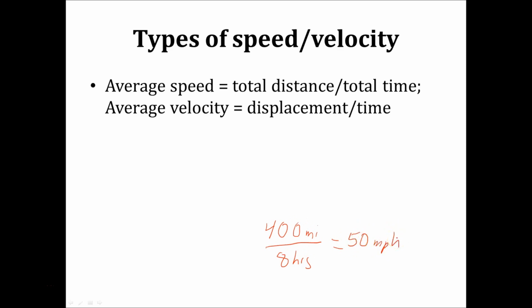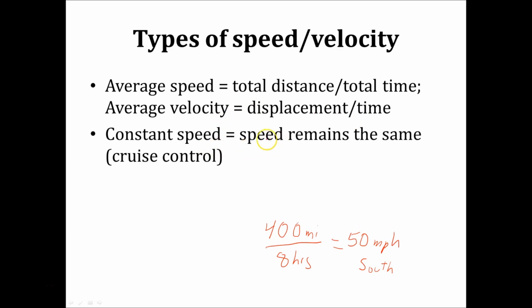Now if I'm talking about velocity, remember, you would have to include the direction. So we would say I traveled 50 miles per hour south. So we could therefore define our average speed as the total distance over total time, or the average velocity as the total displacement over time.